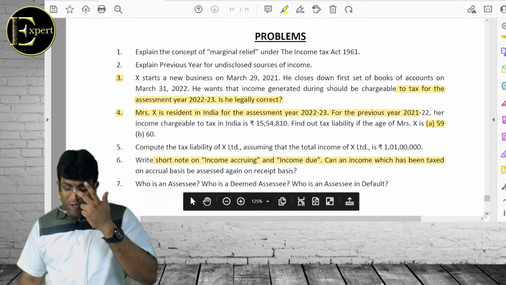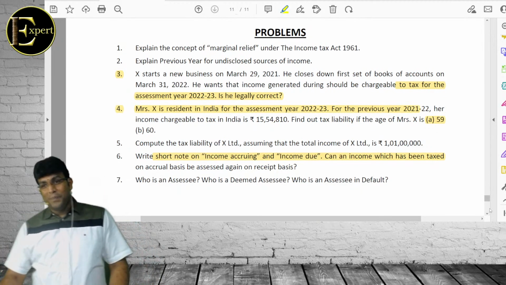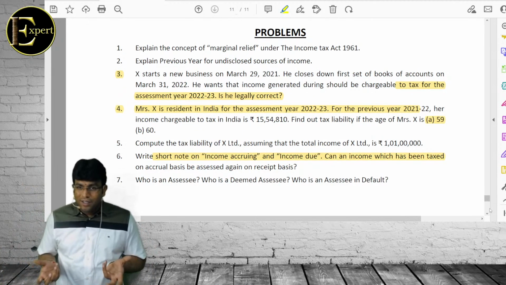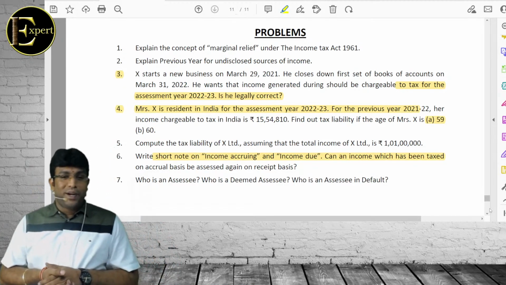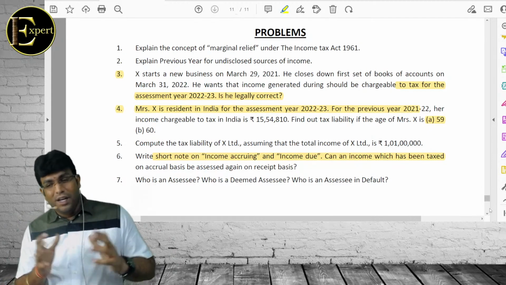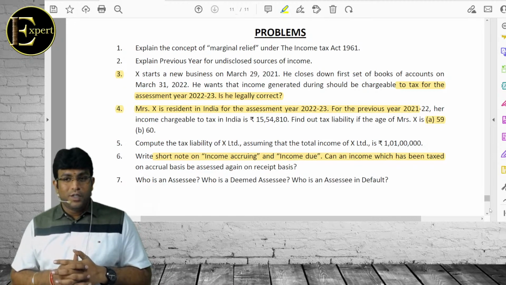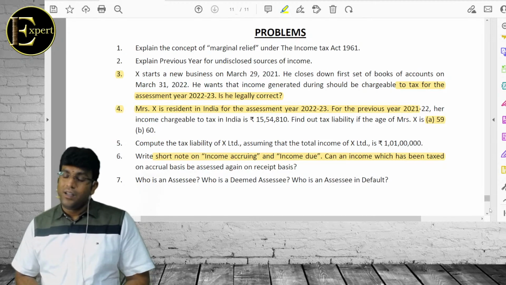Write a short note on income accruing and income due. I have a question to you. What is the difference between accrue and due? There must be some difference? Yes, what is the difference? What is the meaning of the word accrue and the meaning of the word due? What is the difference? Do you think there is no difference?